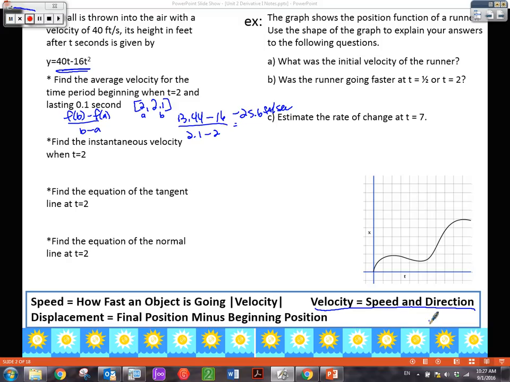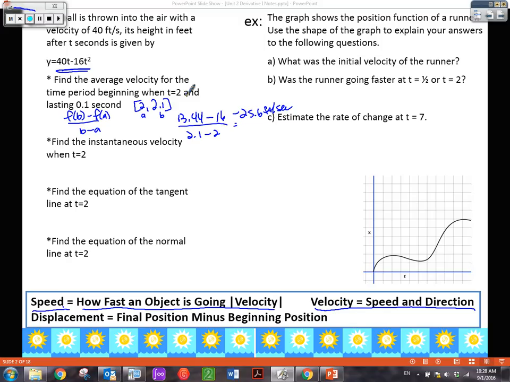Many of you are already familiar with these concepts, probably having had physics or being in physics. Speed is how fast an object is going. It's the absolute value of velocity, so it doesn't have a direction, it's just a number. Displacement is the final position minus the beginning position. If I'm standing right here and I walk all around the room and come back here, my displacement is 0. It doesn't matter how much distance I've gone. These are concepts we use in calculus as well as physics that we'll need to be aware of. So here we've found our average velocity.